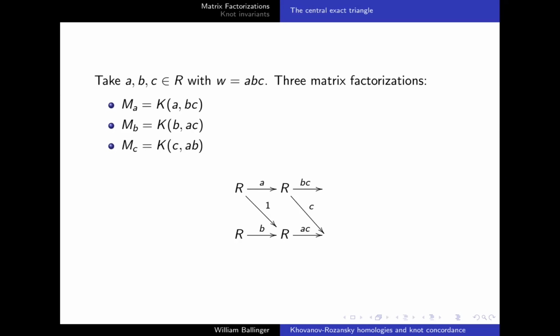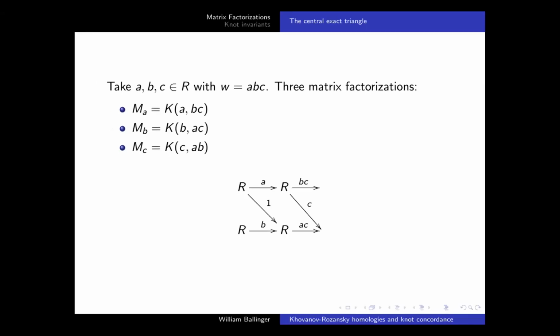Okay, and then the final very key example that we're going to need here is if we suppose that instead of just factoring into two terms, we have a potential that factors as a product of three elements of our ground ring, then we can form three separate Koszul matrix factorizations. We can call them M_A, M_B, and M_C, just in terms of the three ways to bracket that three element product into two elements. And with this setup, there are chain maps between them. So what I have drawn in the diagram down there, well, this is just a copy of M_A, and this is just a copy of M_B. And we have some chain map here.